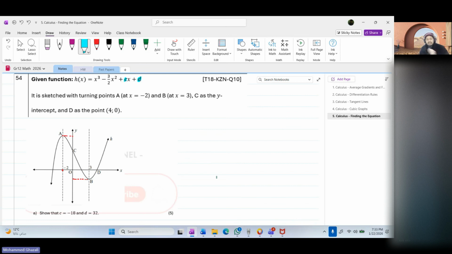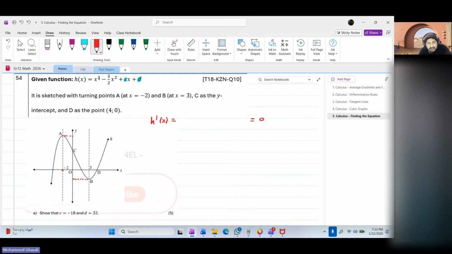Now, because the two turning points are given here, the turning points are -2 and 3. We are given -2 and 3. So how would you normally find turning points from the cubic equation? You'll find h prime x. This is the way to find turning points, and you set this equal to 0. So I'm setting the derivative equal to 0.